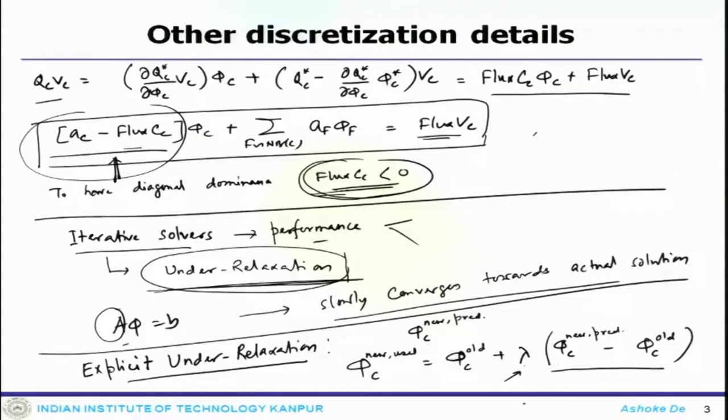Now, there are certain things one needs to note. First, a lambda less than 1 essentially becomes an under relaxation system, and this may slow down the speed of convergence, but it increases the stability of the calculation. So it decreases the possibility of small or spurious oscillations, which can lead to divergence of the solution. Second, lambda could be 1, which corresponds to no relaxation. Then the complete predicted value is going to be used, because with lambda 1 the old part gets cancelled.